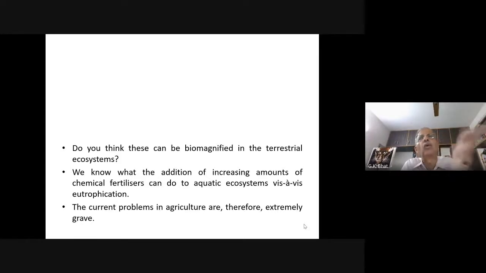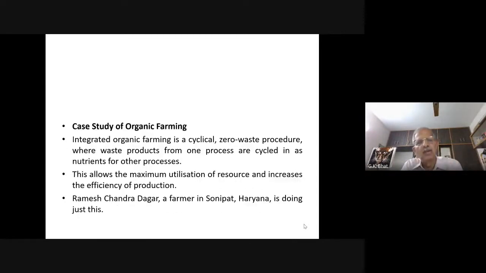So nearby water animals, what you call aquatic animals, they also get affected. Aquatic ecosystem gets affected. Case study of organic farming. Let us see how people used to manage and do their own way of organic farming.